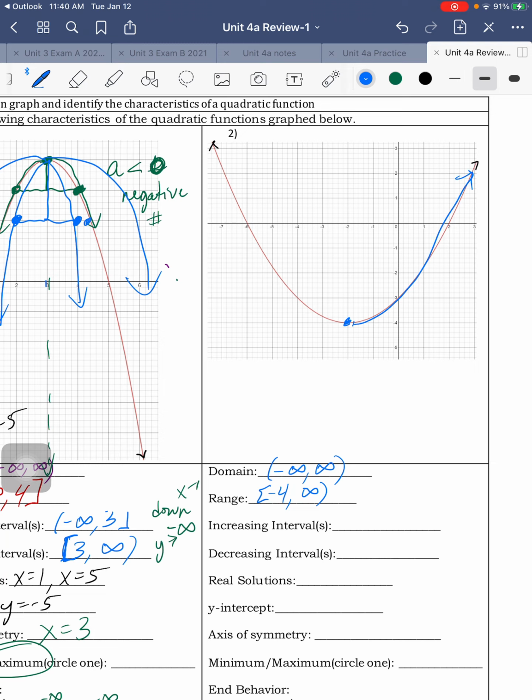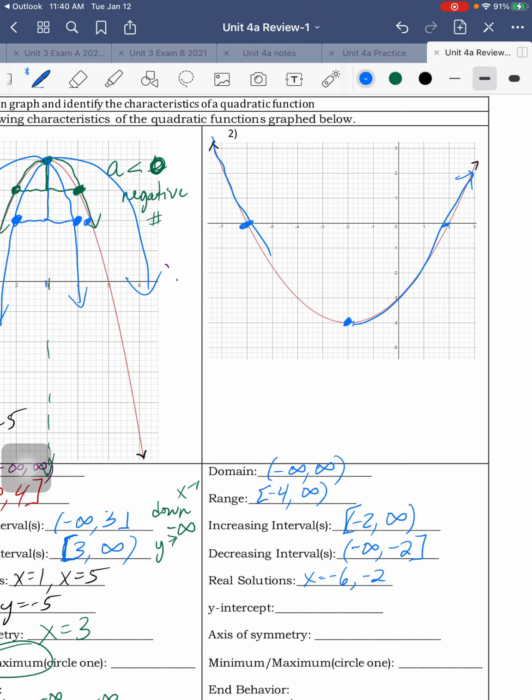For the increasing interval, to the right here, it's going to start at the x value of -2, and go right to positive infinity, not up, right to positive infinity. Decreasing from left to right, it's going to decrease from negative infinity from the left to -2. Again, if you want to put brackets around these, you certainly can, or parentheses. Real solutions look like they're at -6 and 2.